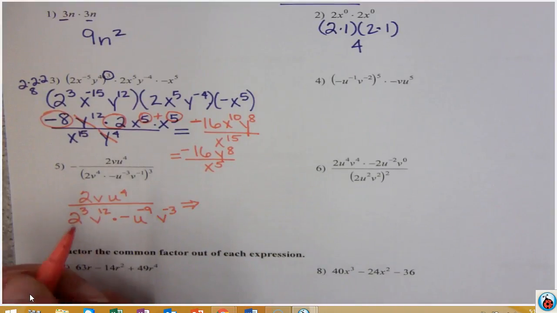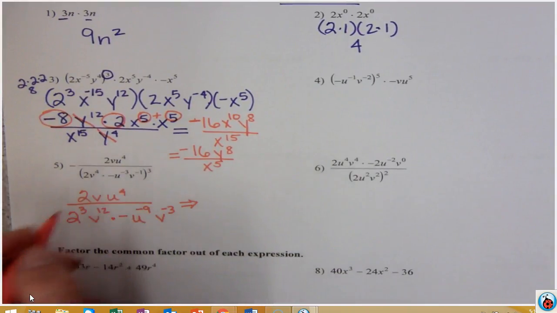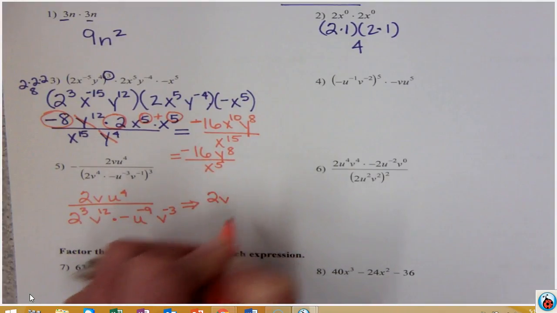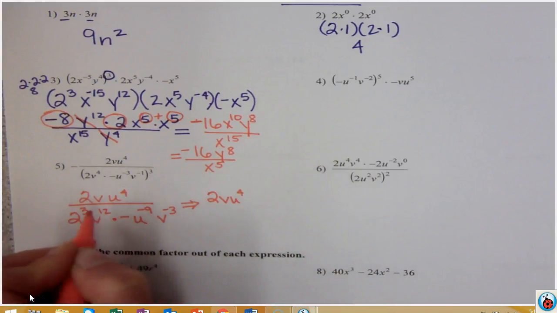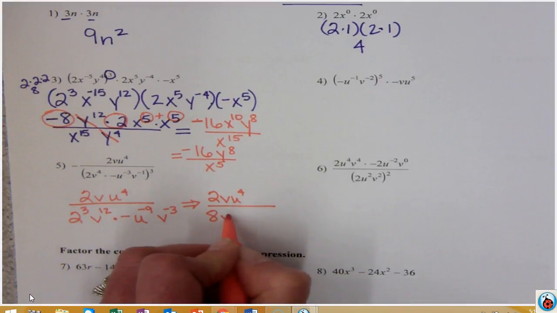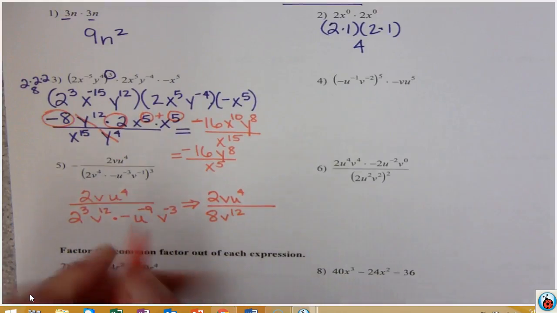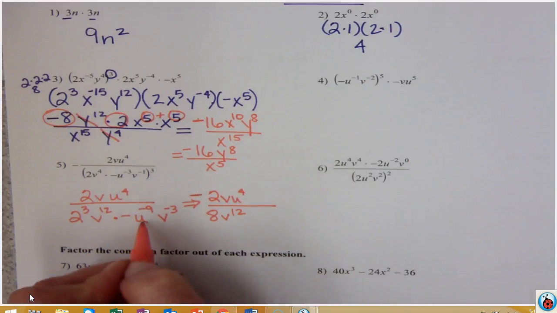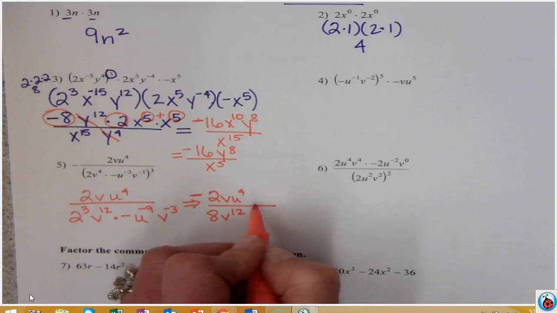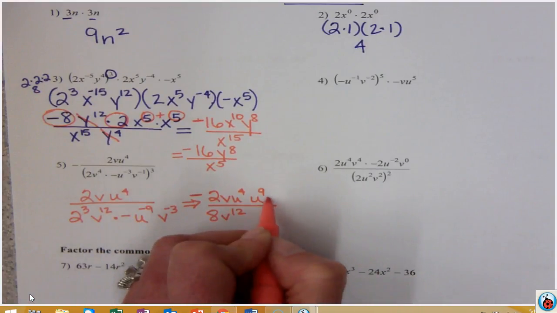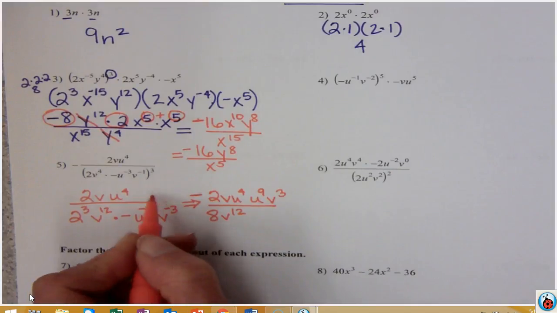Then when I start to put the negative exponents, I flip them upside down. So I'm going to get 2v u to the 4th. I'm just rewriting this because nothing changes here. 2 to the 3rd we know is 8. V to the 12th. Now we've got negative u to the 9th power, to the negative 9th, so I'm going to put that up in the numerator, and v to the 3rd power, that's negative, so I'm going to put that up.